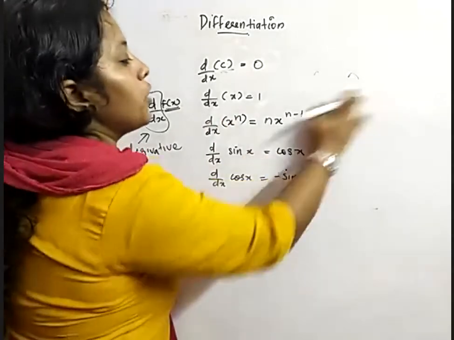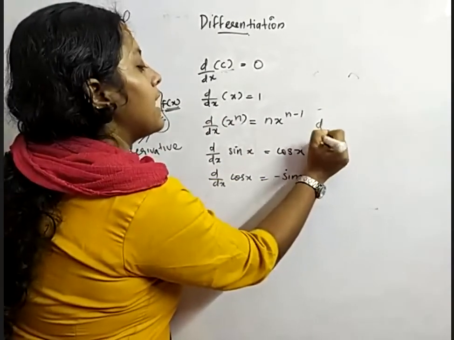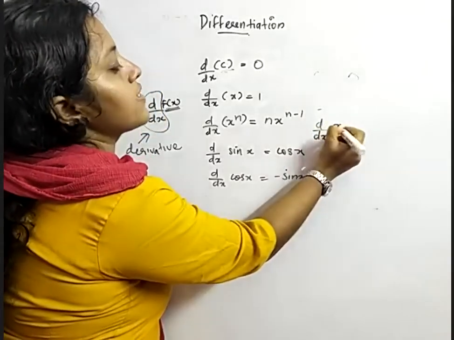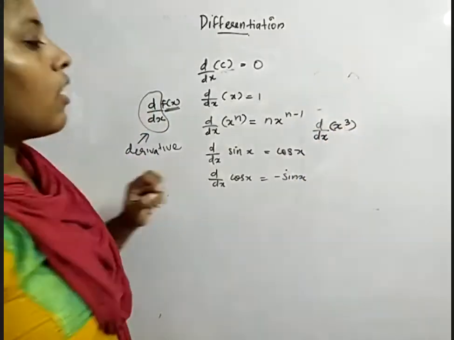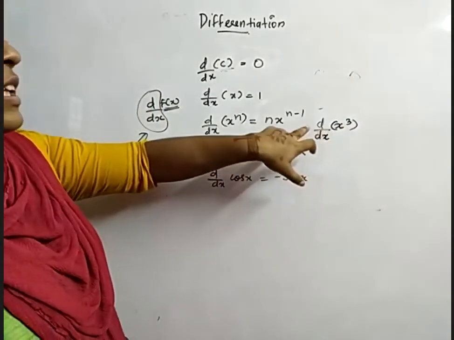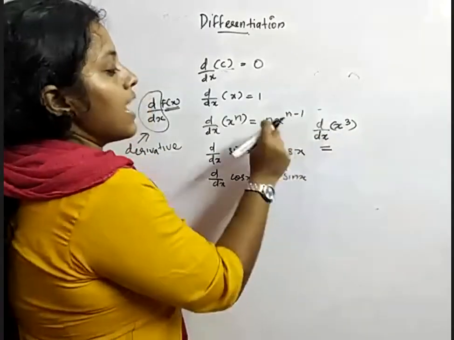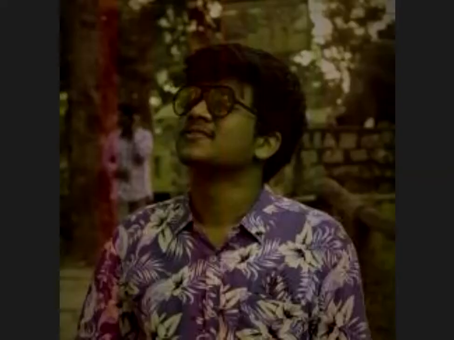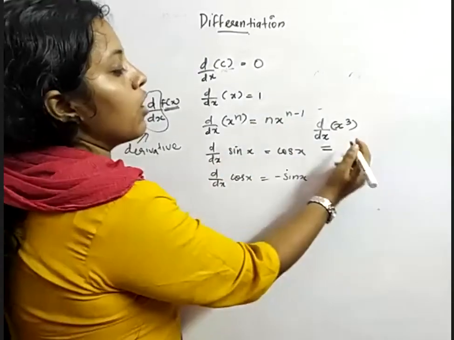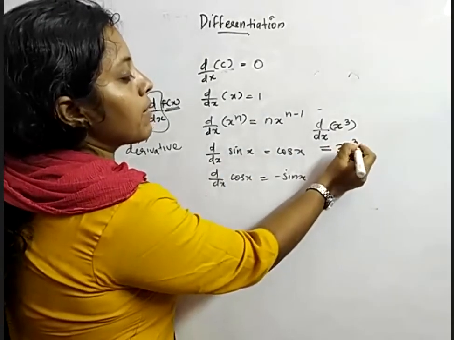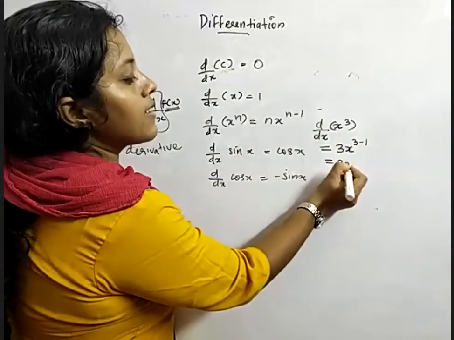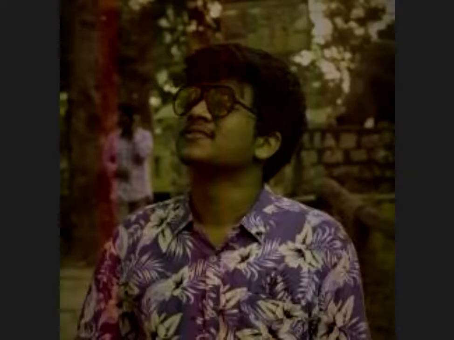Suppose they are telling you to find d by dx of x cube. They are telling you to find the derivative of x cube. It is nx raised to n minus 1, where n is 3 now. So 3x raised to 3 minus 1, that is 3x square. Clear?